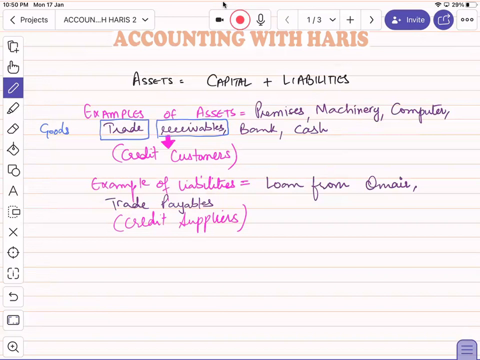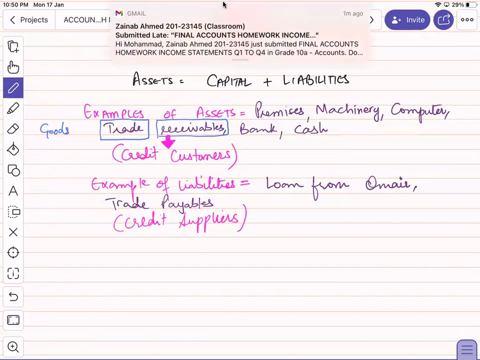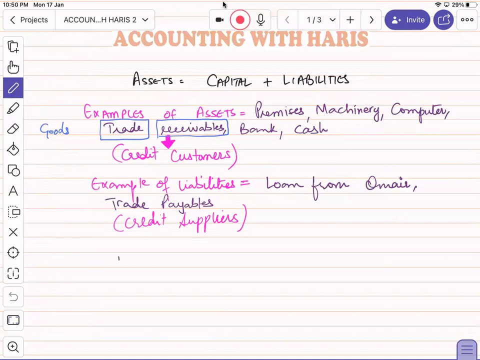Now we have covered our accounting equation, assets equals capital plus liability. You can write it in any way as well. If you take liabilities to the other side of the equation, assets minus liabilities equals capital. We can make capital the subject as well. Here assets is your subject, here capital is your subject now.